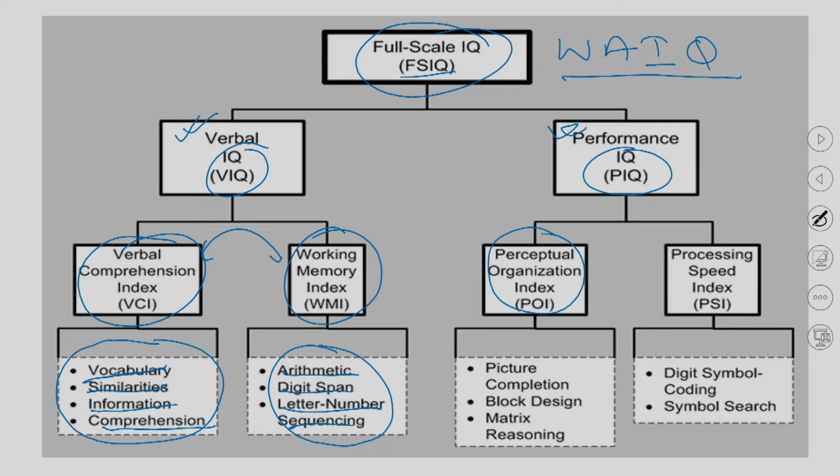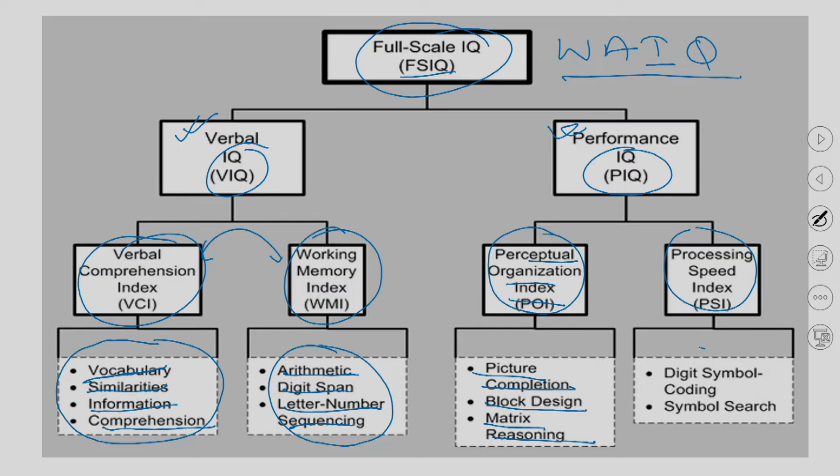Performance test has two parts. We have something called the perceptual organization index or the POI, which has picture completion test. So, a picture is given to you and you have to complete the picture. Block design, certain blocks are given and you have to complete the block in relation to a picture, and matrix reasoning. So, a matrix is given and you have to move certain items to complete the matrix.